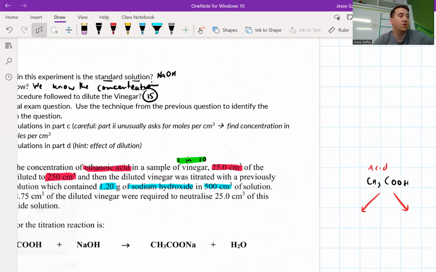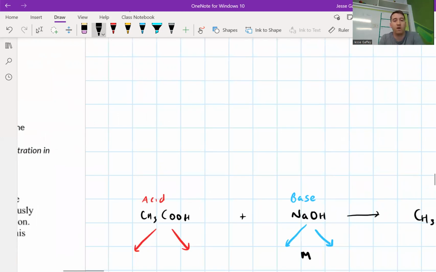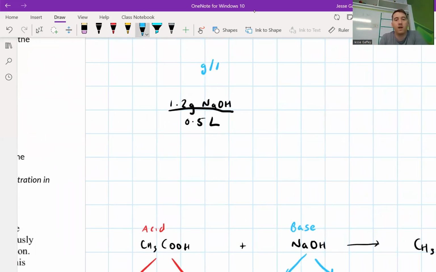Okay. All right. If you couldn't do it, then we're going to do it together. The first thing we want to write down is what we have. We have 1.2 grams in 500 cm cubed, but always work in liters. So 500 centimeters cubed is half a liter or 0.5 liters. You should know that. So let's go ahead and write that down. Do some rough work. So I have a rough work section here. I've got 1.2 grams NaOH per 0.5 liters.